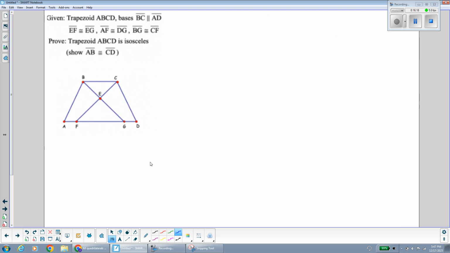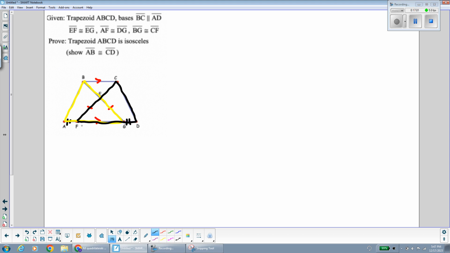Okay, we're going to take a look at this next question over here. So we have trapezoid ABCD with parallel bases BC and AD. And they give us some information. They tell us that EF is congruent to EG. They tell us that AF is congruent to DG. And they tell us that BG, which is the side of this triangle over here, just noticing that, is congruent to CF, which is a side of this triangle over here.